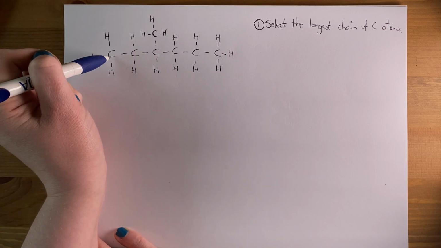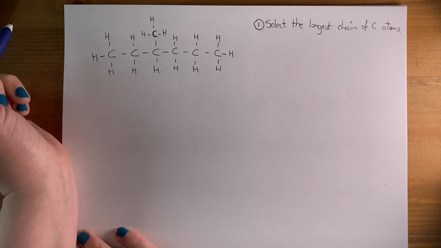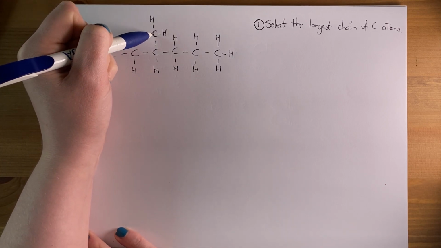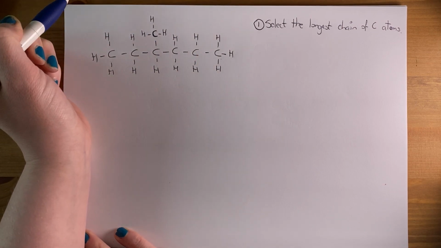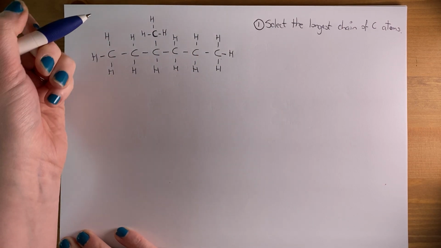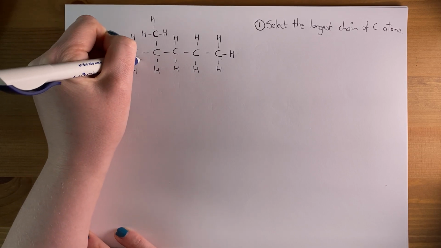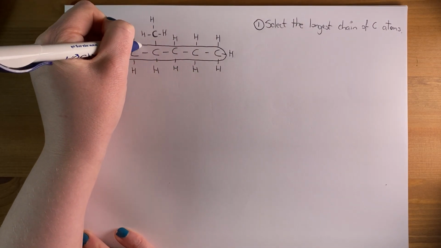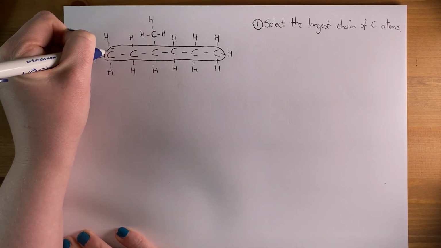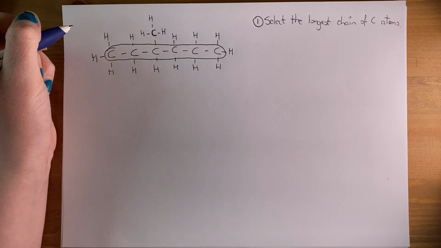So if I start from here, I would have 1, 2, 3, 4, 5, 6 carbons in my chain. If I started from here, I would have 1, 2, 3, 4, 5. That is my shortest chain. So the chain that I'm looking for, and I'll just put a ring around that, is this one here. This is the longest possible chain that I can go from one end to the other without lifting my pen off the page of carbon atoms. Okay.